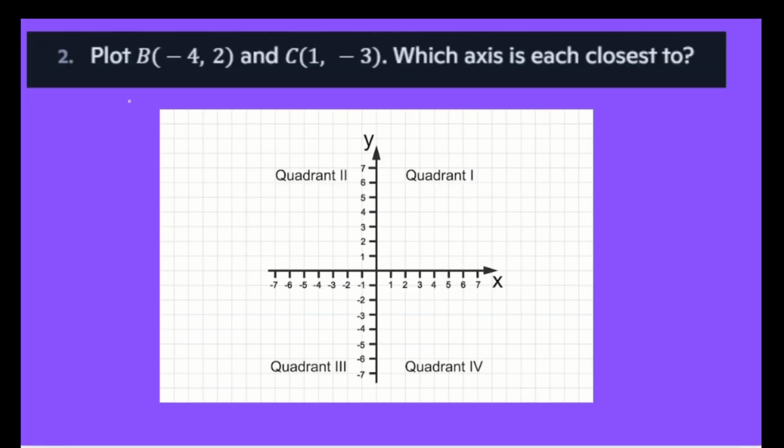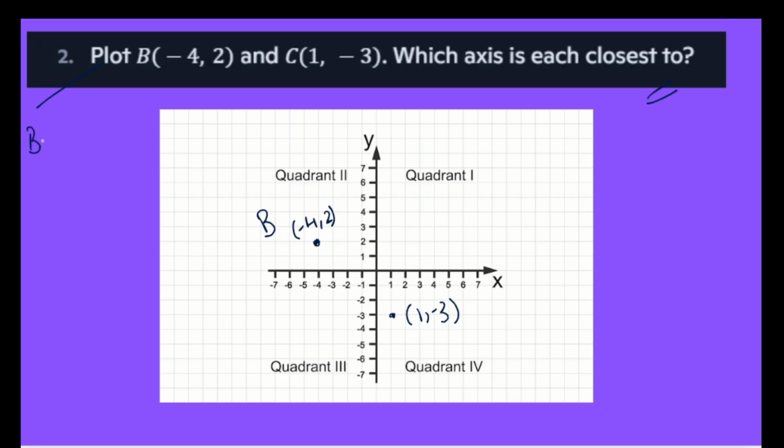Now move to the next question. Plot B (-4, 2) and C (1, -3), and we also have to tell which axis each is closest to. This is an important question. (-4, 2) would be here, and point C (1, -3) is here. So how are we going to tell which axis each is closest to?